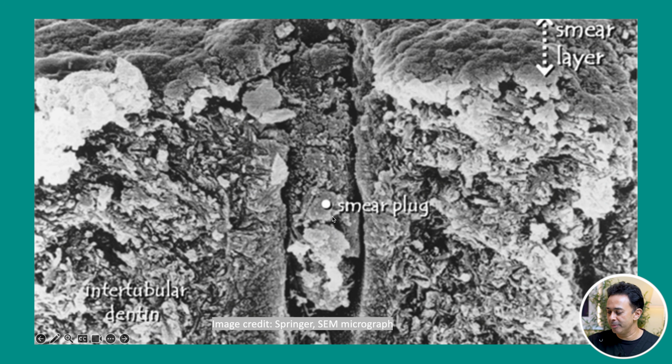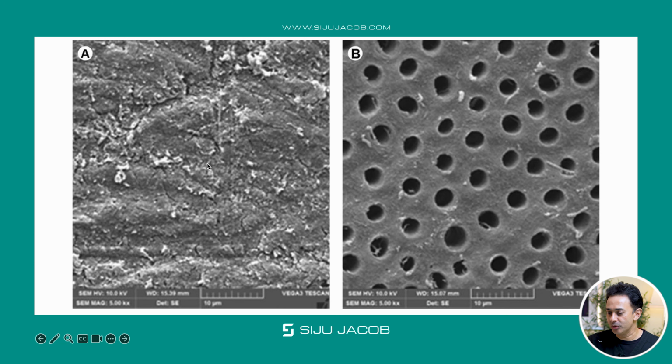You get something called a smear plug. And this is how a cross section looks like. This is a smear layer covering the dental tubules. And once you use 17% EDTA, this is how it looks. All the tubules are open.